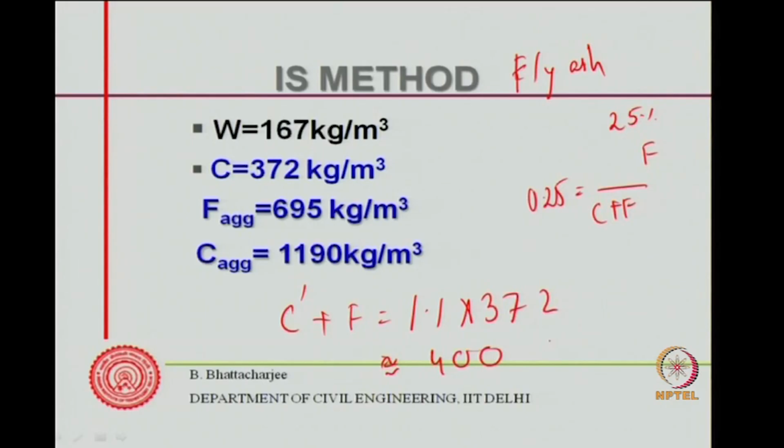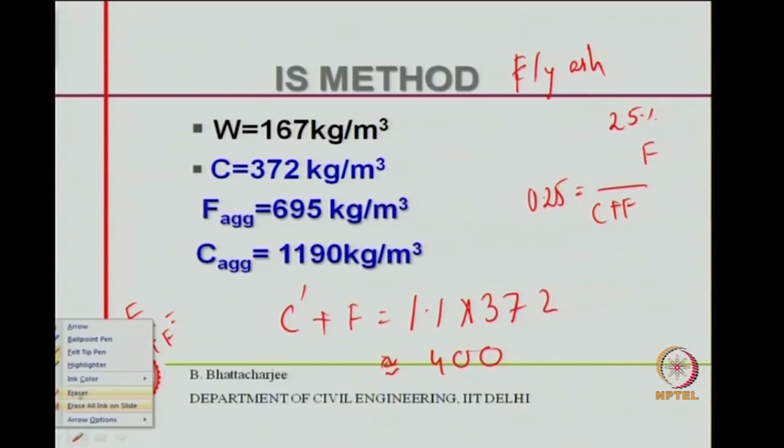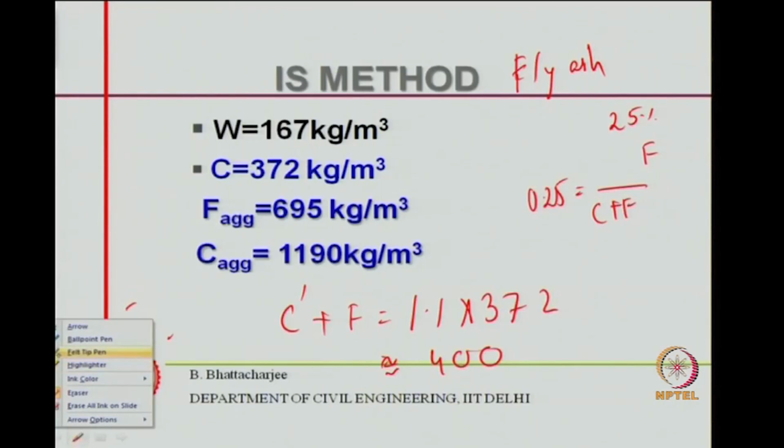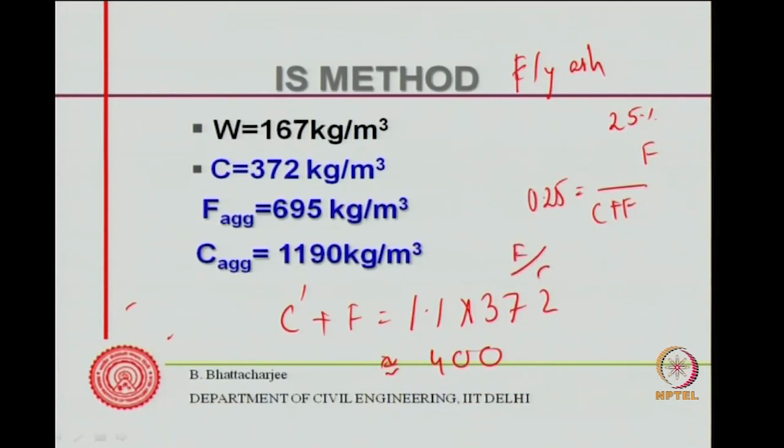And you have decided to use, let us say, 25%, so that is F divided by C plus F is equal to 0.25. If I had decided to use F divided by C plus F is equal to 0.25, and C dash plus F is equal to 400, so F divided by 400 is equal to 0.25. So F will be equal to 100.